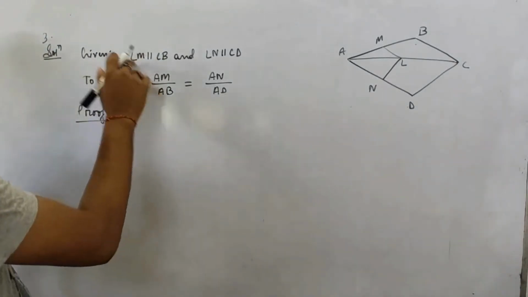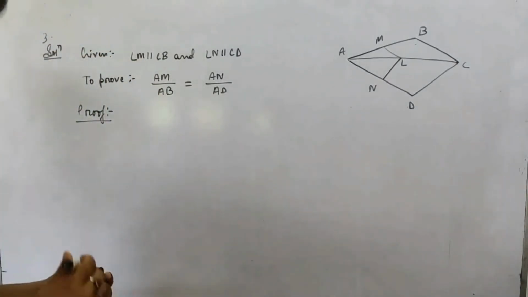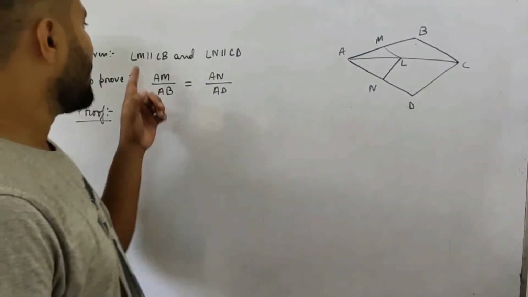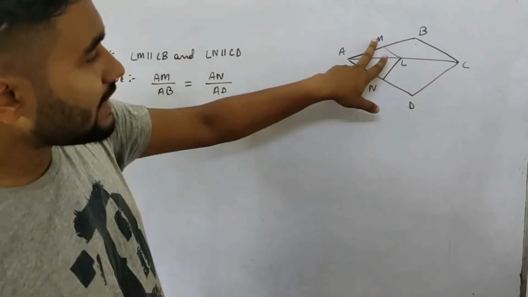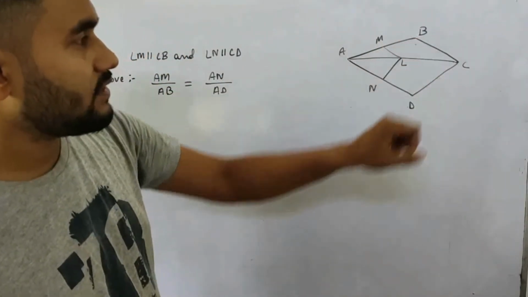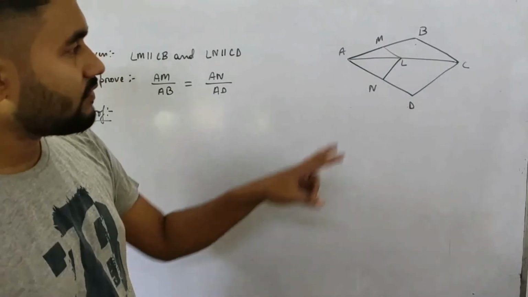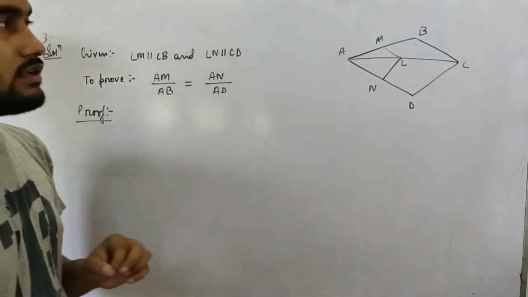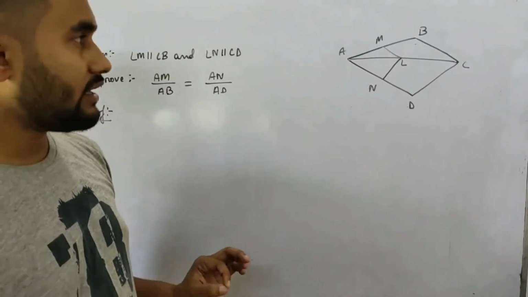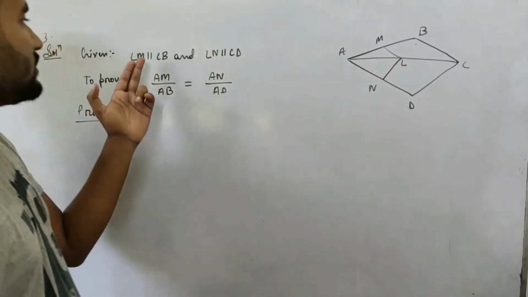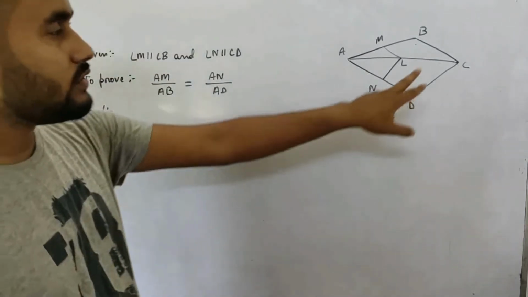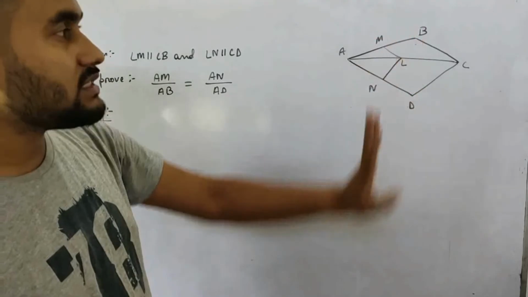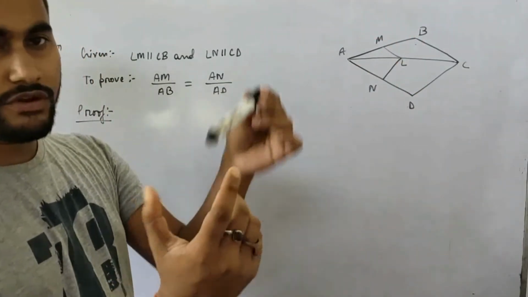So first, LM parallel to CB. In which triangle is LM parallel to CB? You see, this is LM, this is CB. LM is the shorter side, CB is the longer side. So CB is definitely a side of a triangle. Which is the longer side, LM or CB? CB is the longer side. LM is short, CB is long. So CB is a side of the triangle. You have got one side of the triangle.